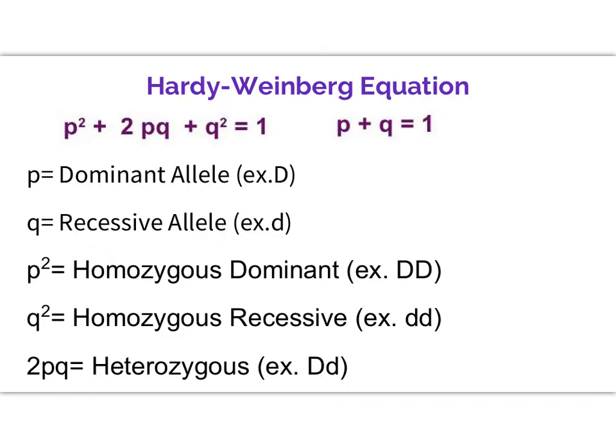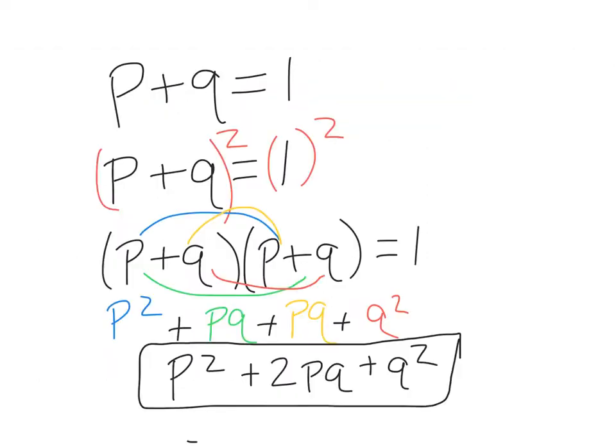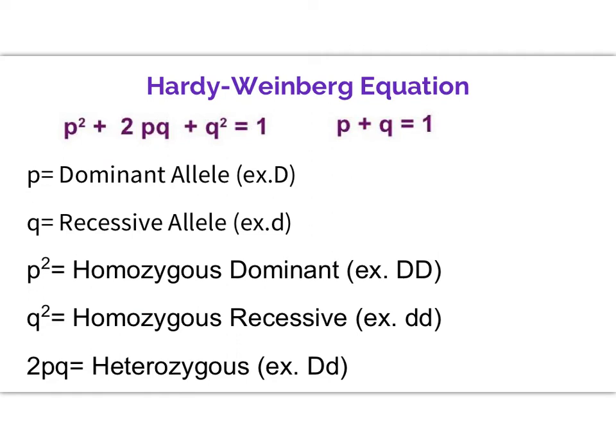Here you can see the Hardy-Weinberg equation and what each letter represents. But first, I want to explain the relationship between those two equations you see on the slide. As you can see, if we start with the p plus q equals 1 equation and square both sides, we would FOIL and we would end up with the p squared plus 2pq plus q squared, which again is the Hardy-Weinberg equation. So now that we can see how these two equations are connected, we can better understand the Hardy-Weinberg equation by looking at what makes up each of those equations.